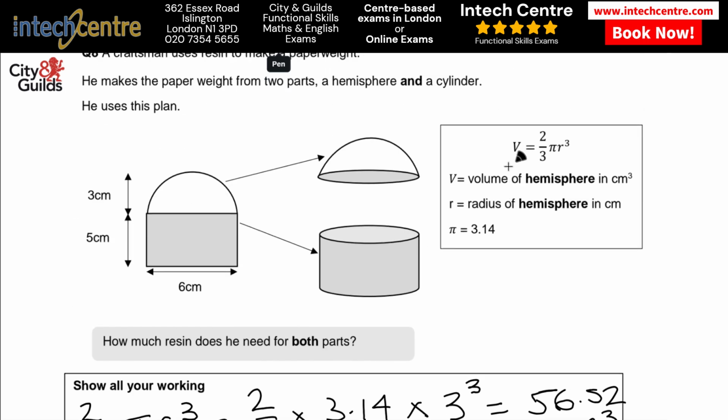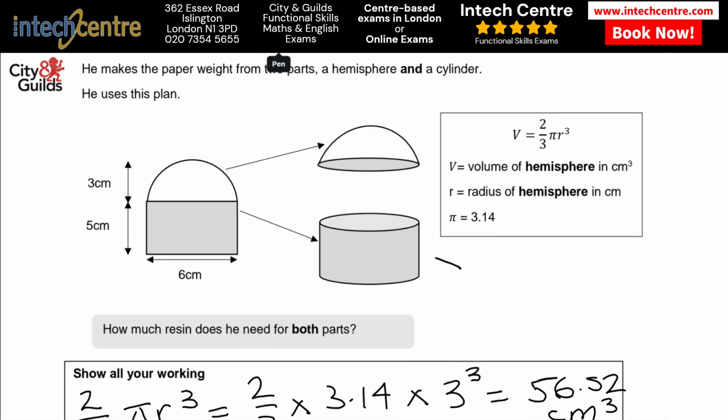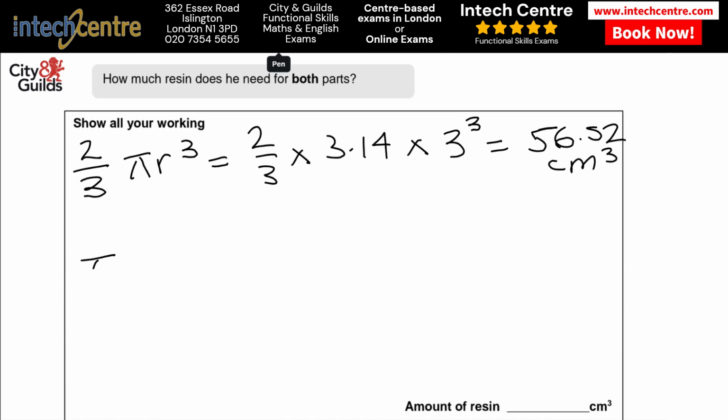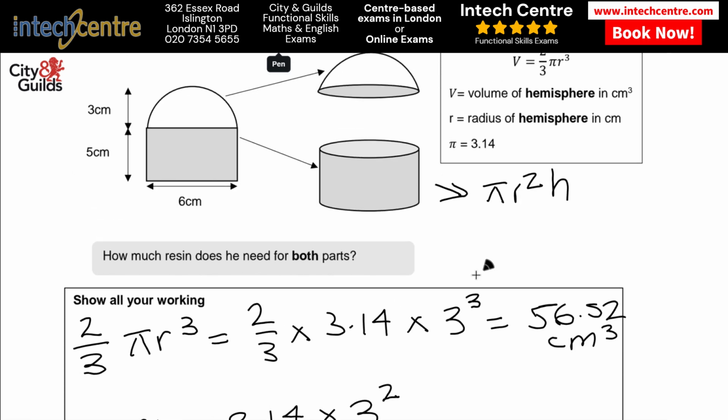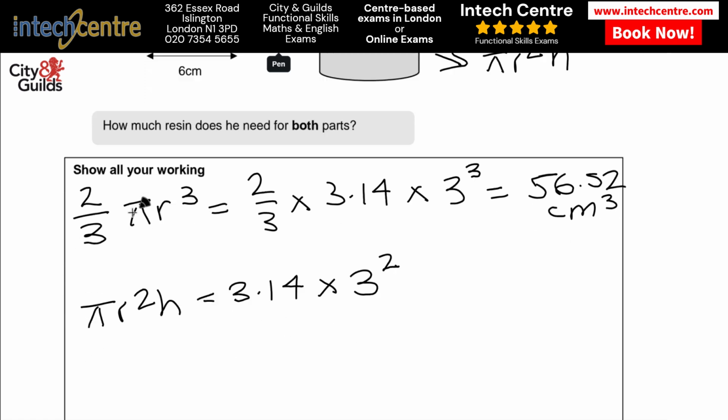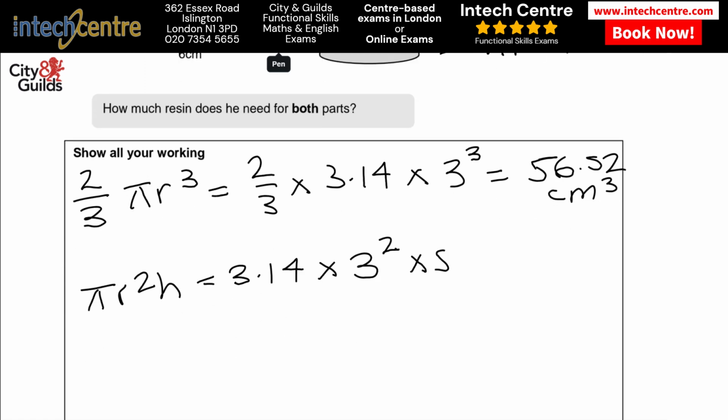Now we also need to work out the volume of the cylinder here. A volume of a cylinder is the area of the front face times by the height. So this is equal to pi r squared h, because the area of a circle up here is pi r squared times by the height h, which gives us the volume. Now, using this equation, pi r squared h, we have pi as 3.14 from before. We have r as 3, the radius is 3 squared, because we worked that out from up here. And the height of the cylinder is 5 centimeters, so h is 5. Putting this into our calculator, we get 141.3 centimeters cubed.